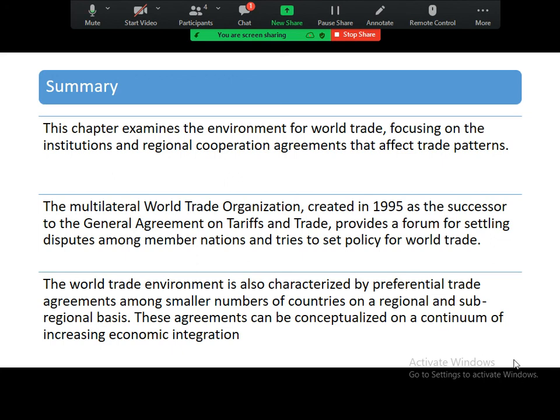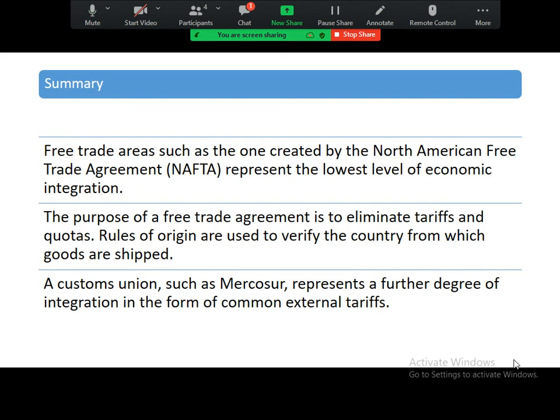These agreements can be conceptualized on a continuum of increasing economic integration. Then we have FTA. Free trade areas, such as the one created by the North American Free Trade Agreement, that is NAFTA, represent the lowest level of economic integration. The purpose of a free trade agreement is to eliminate tariffs and quotas. Rules of origin are used to verify the country from which the goods are shipped.